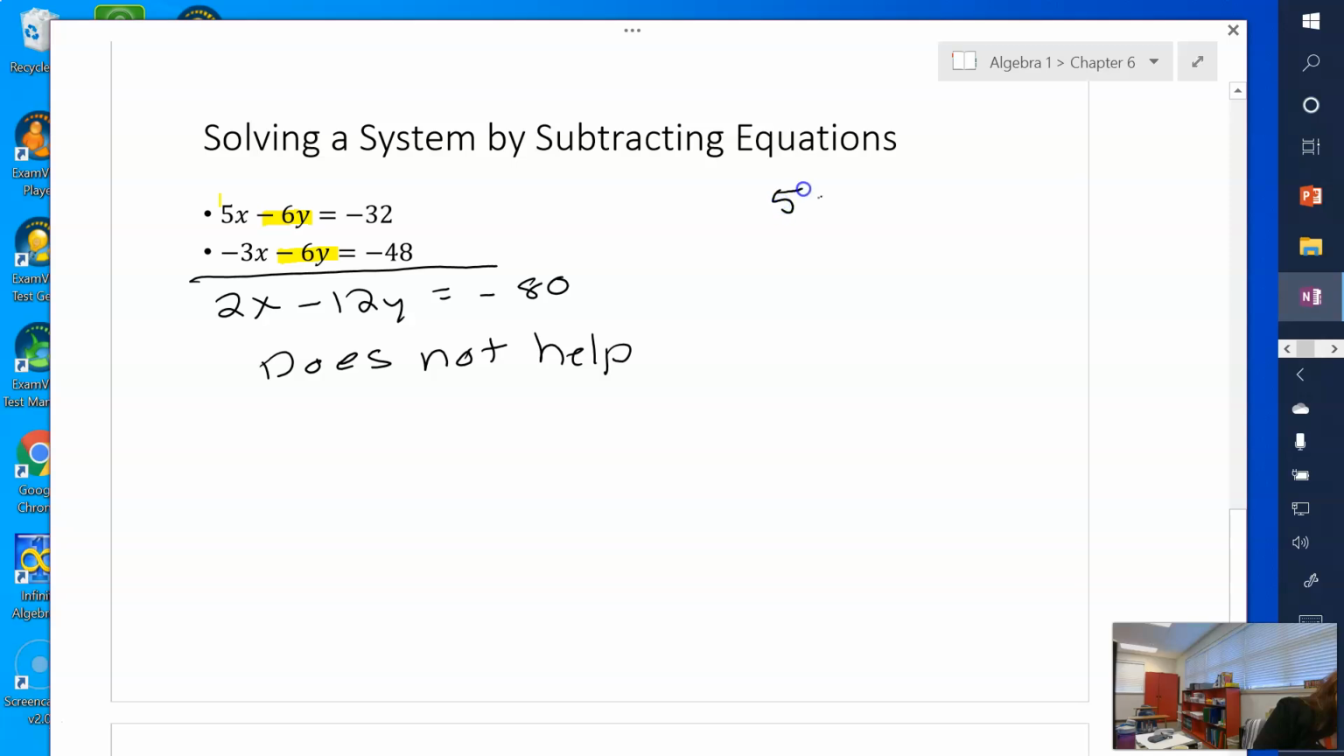So here's my first equation, 5x minus 6y equals negative 32. And the way you subtract something is you change its signs and then add them. So my second equation is going to be 3x plus 6y equals 48. So what we've done here is just change all the signs. So to subtract, change signs.